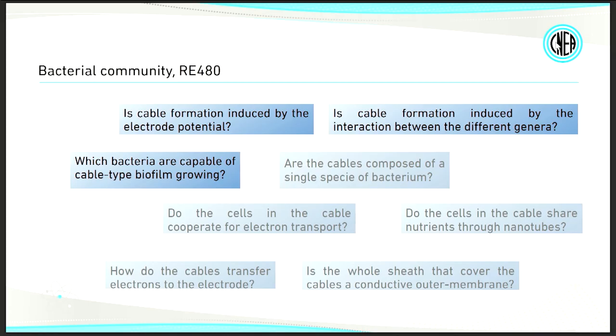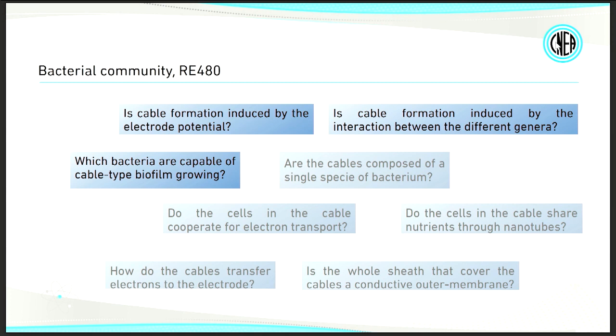So, a lot of questions arose from these results and others that I'm not showing. Some of them are the ones that I'm going to discuss now with you. For example, is cable formation, this type of biofilm formation, induced by the electrode potential, or is it also a consequence of the interaction between the different bacterial species? Which bacteria are capable of forming this structure?